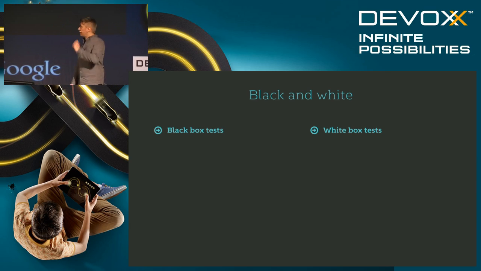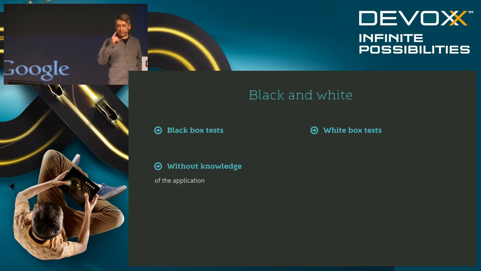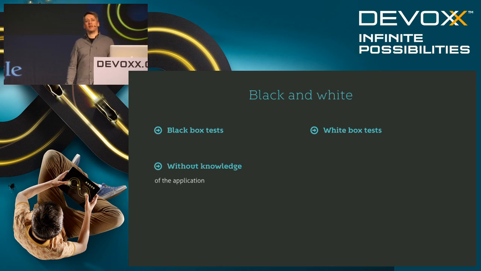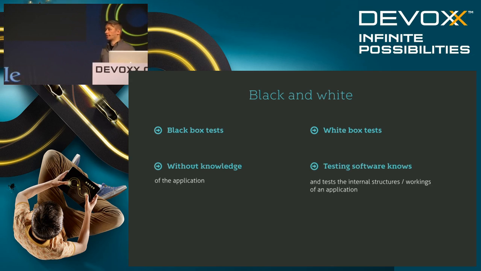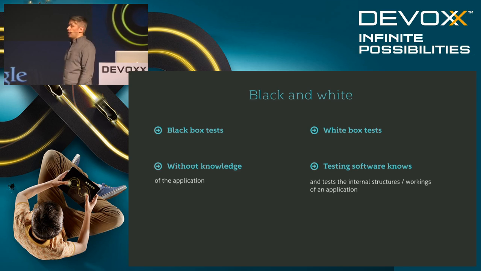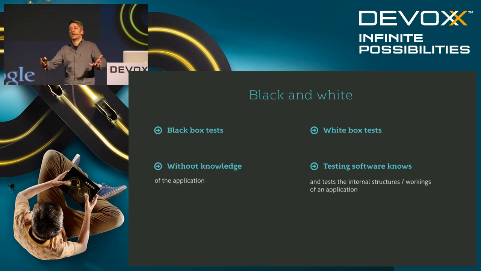But like he said, the big difference between black box testing and white box testing: black box testing basically means that you don't really have knowledge about the application. White box testing is the opposite. So you know about the internal structures. Most of the time, you just have the source code.